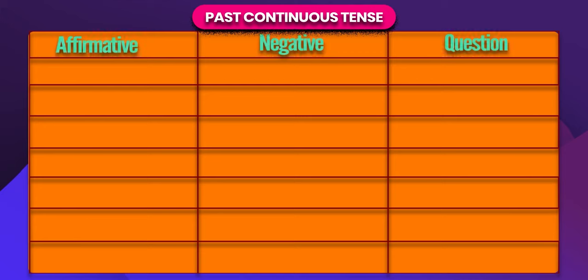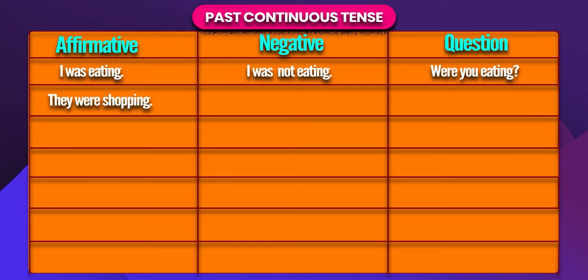Now, let's practice what we have learned so far in this video to internalize those patterns. I was eating. I was not eating. Were you eating? They were shopping. Now you try the negative form. Great. They were not shopping. The question? Were they shopping?